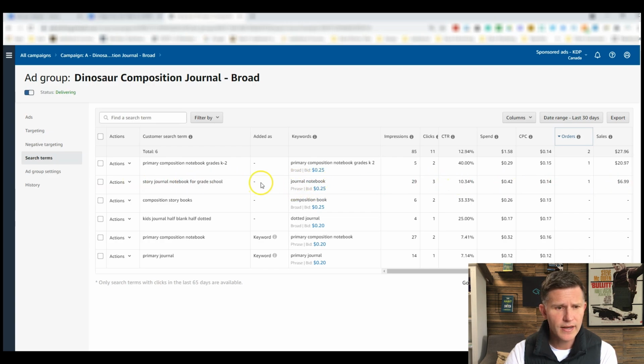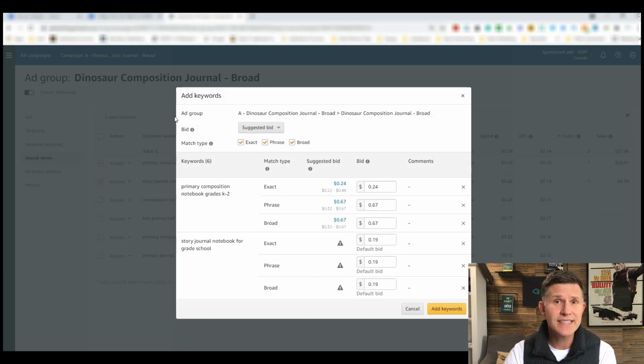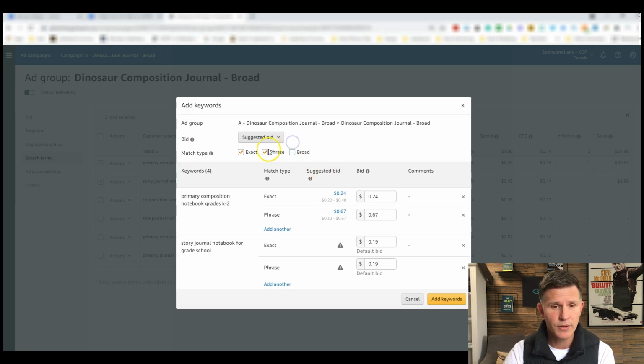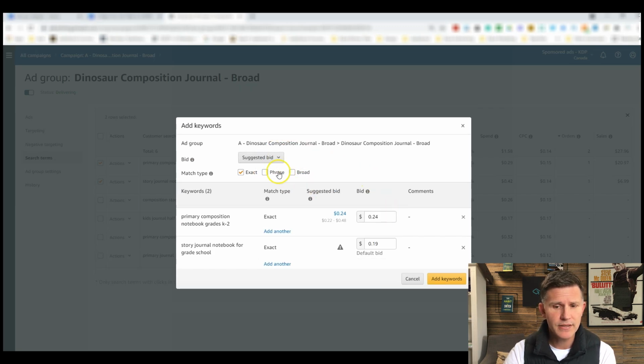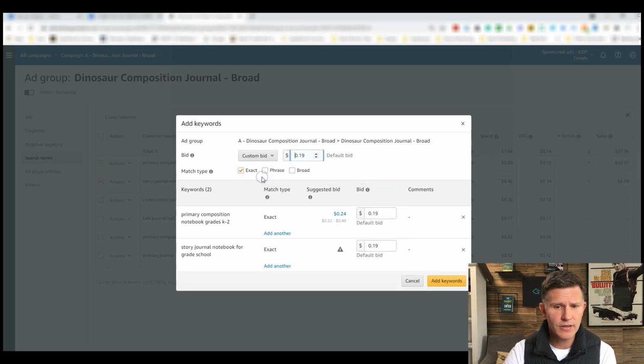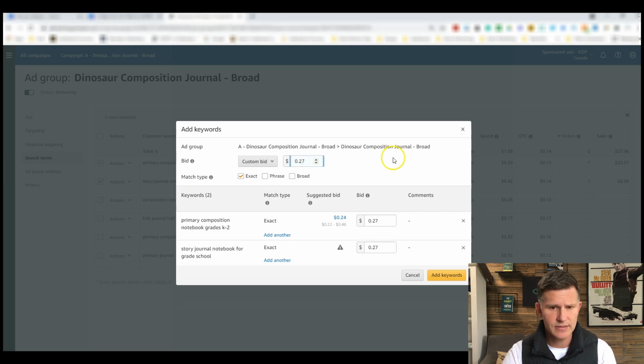So we now need to add these as keywords. So we click here, add as keywords, and we're going to go exact because that's exactly what the customer is searching for. So we click those off, and the bid, you can either set a custom bid or a default bid. I'm going to go a custom bid, and I'm going to go 27 cents. Or maybe even 25. We'll go 25.